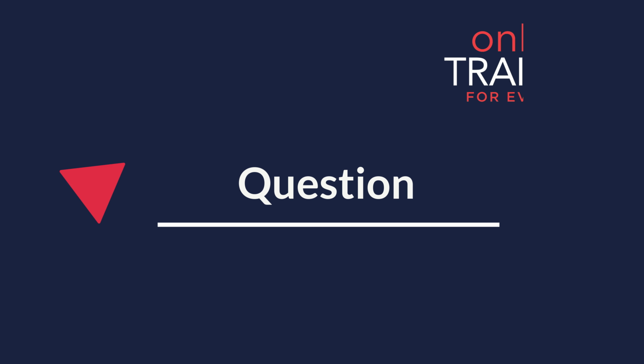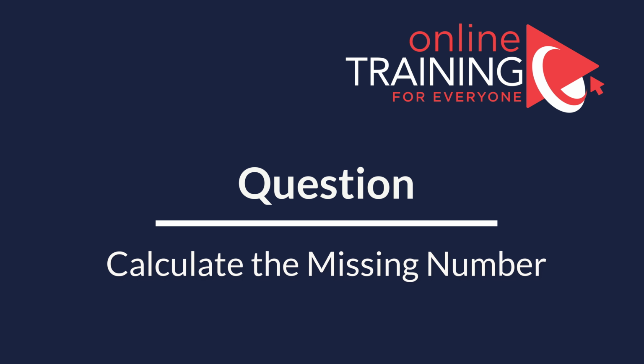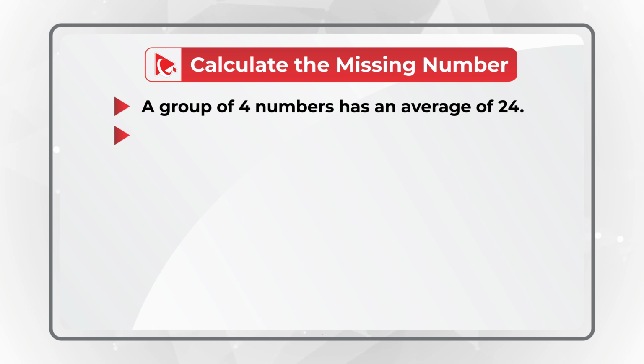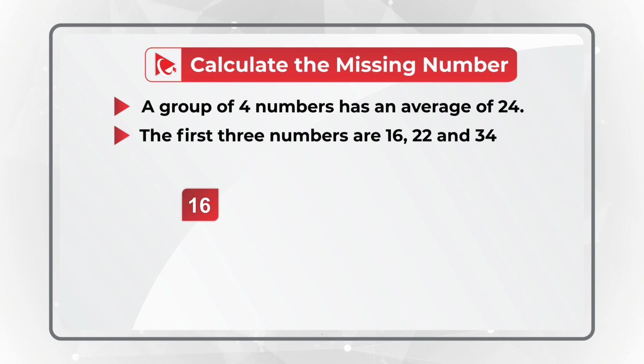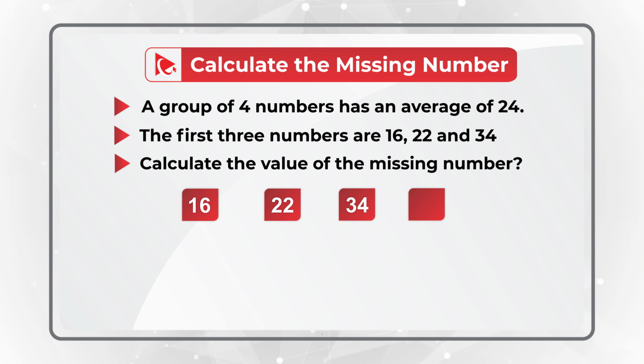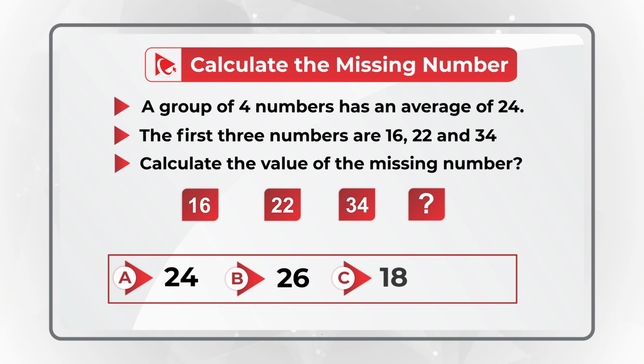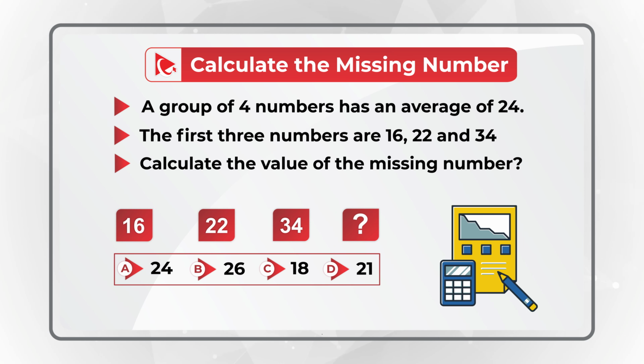Here's one of my favorite questions where you need to do mental math calculations. You're presented with a group of 4 numbers, and this group has an average of 24. The first 3 numbers are 16, 22, and 34. You need to calculate the value of the missing number, which is represented as the question mark, and you have 4 different choices. Choice A, 24, choice B, 26, choice C, 18, and choice D, 21. Can you do the math? Did you find the answer? Let's move forward so we can get to the correct solution together.